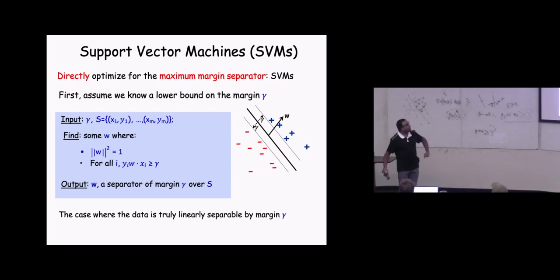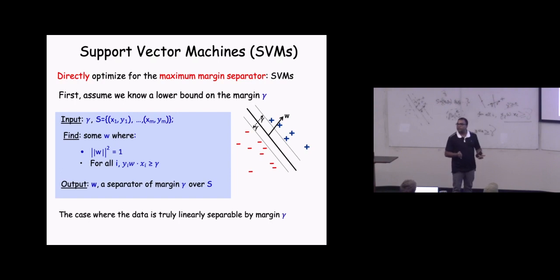So from here, tell me what we don't know. Do we know S? Yes. Do we know gamma? No. Do we know W? No. Okay? So we need to figure out what is W and what is gamma. Right? Clear? From here, that's what we need to know.